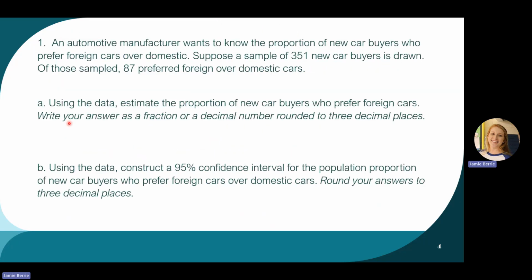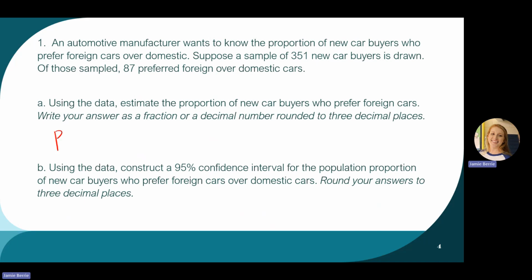All right, so let's look at our example. An automotive manufacturer wants to know the proportion of new car buyers who prefer foreign cars over domestic. Suppose that a sample of 351 new car buyers is drawn. Of those sampled, 87 preferred foreign cars. So total sample size was 351, 87 preferred foreign cars. Using the data, estimate the proportion of new car buyers who prefer foreign cars. Write your answer as a fraction or a decimal rounded to 3 places.